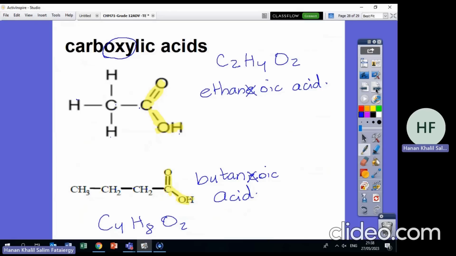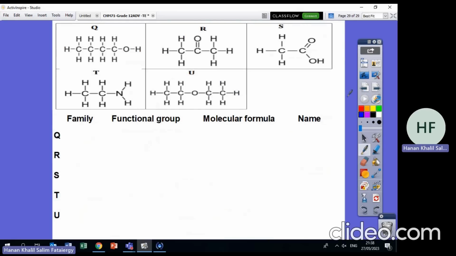Okay, so this is the last thing you need to know. I want you to do this practice before we finish the lesson. Now I want you to look at these structures and do the family, functional group, molecular formula, and name. When I say family, means I want you to put alcohol, amine, alkane, ether. Okay, طيب, let's look at the first one.